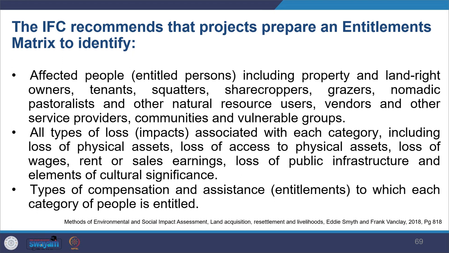So you also find IFC recommendations for how to prepare the project entitlement and the matrix to identify them. So you look at the affected people. Usually they are the property and land right owners, tenants, squatters, sharecroppers, grazers, nomadic pastoralists, and other natural resource users, vendors, and other service providers. So all those affected people have to be identified.